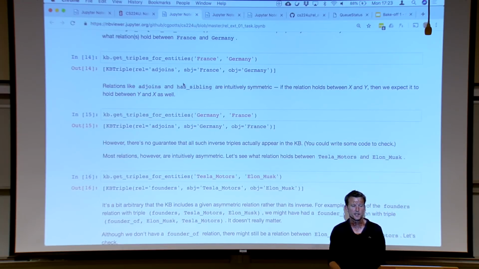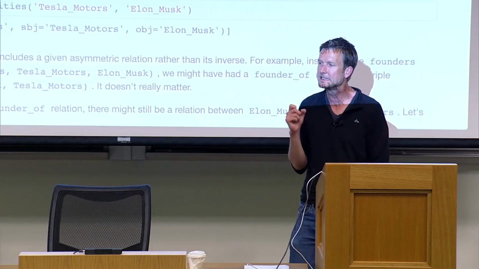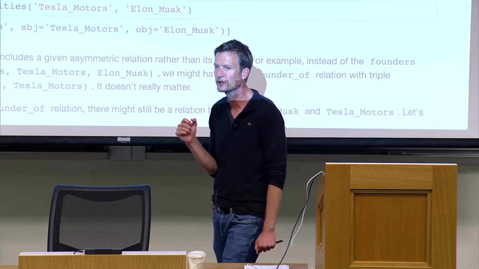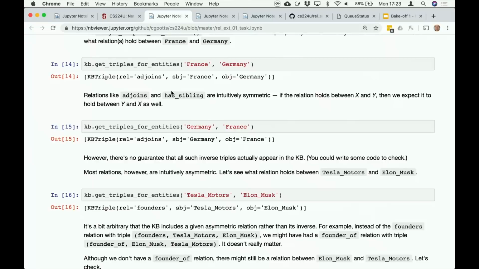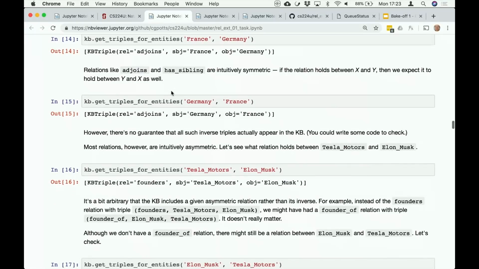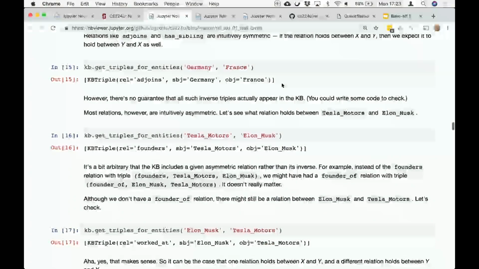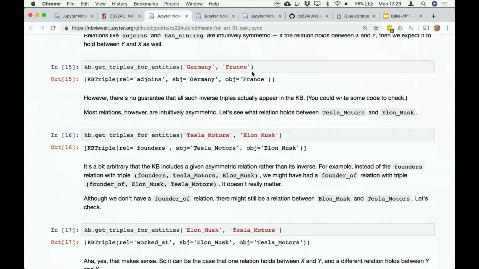Just like in the corpus, there's a convenience method that makes it easy to look up the KB triples that contain a particular pair of entities. So we can look up all the triples that contain France and Germany. It looks like there's just one. There's a relation adjoins France, Germany. And we can also look up Germany and France. So it turns out, yep, the inverse relation is in there. That's great.